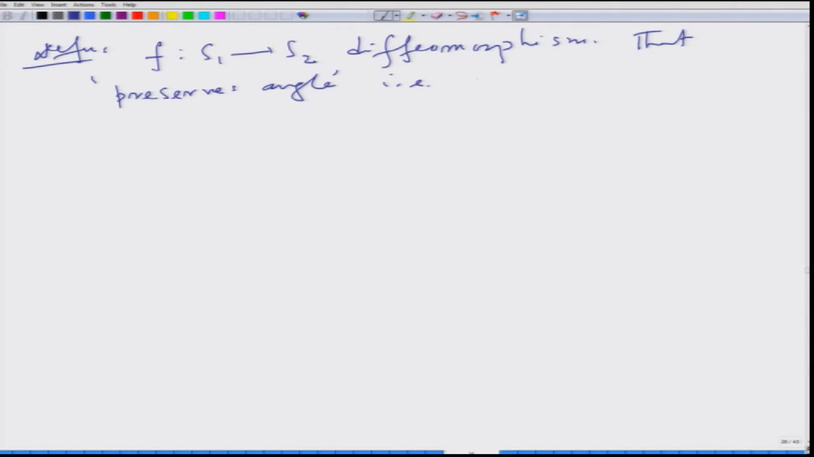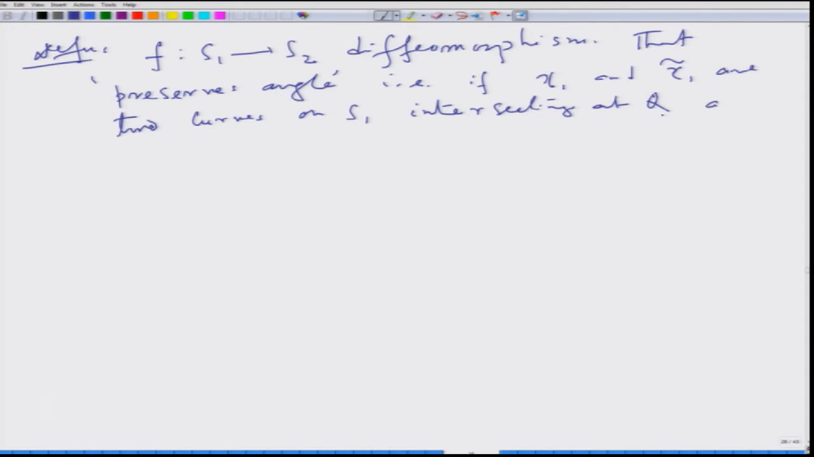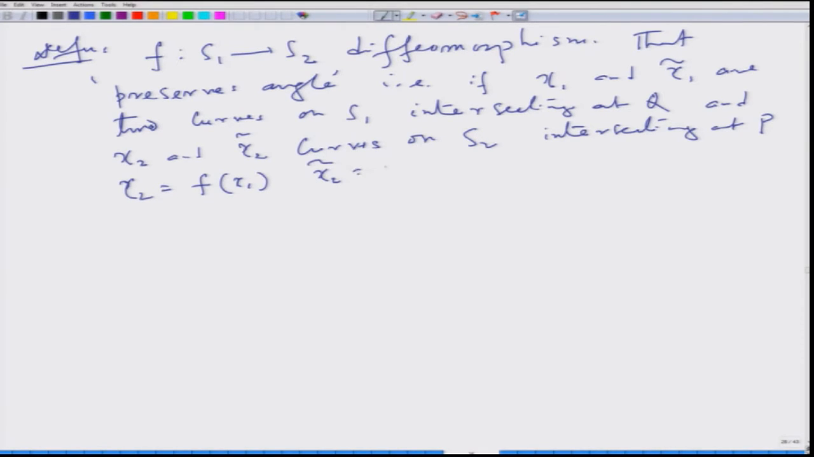What is that? That is, if gamma 1 and gamma 1 tilde are two curves on S1 intersecting at P, and gamma 2 and gamma 2 tilde are curves on S2 intersecting at P, and of course I would have gamma 2 is F of gamma 1, gamma 2 tilde is F of gamma 2, then cos q theta equal to cos p theta.